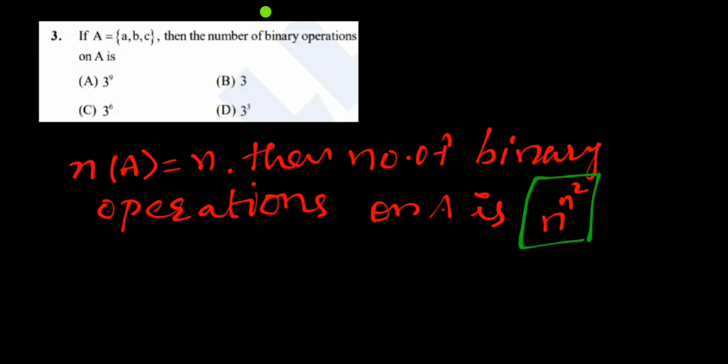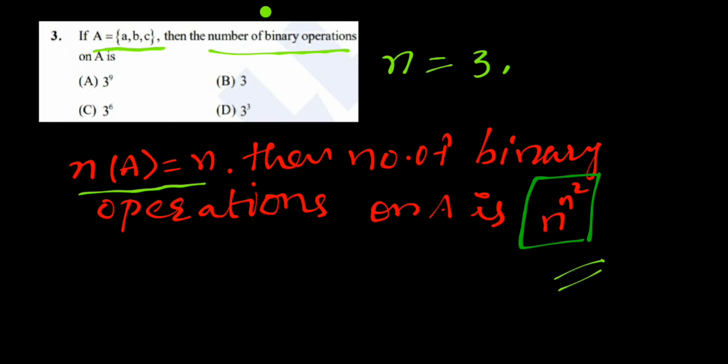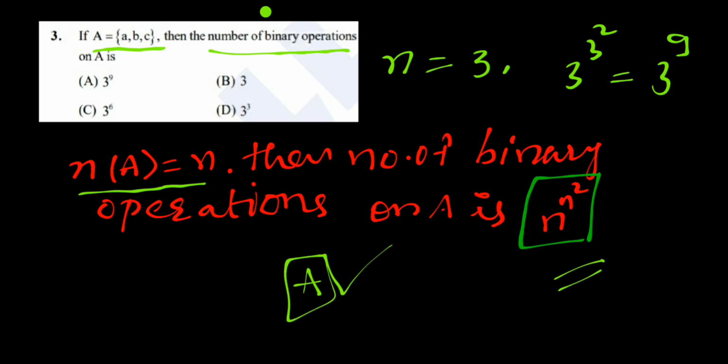Next, problem number 3. Number of binary operations. For this purpose, there is a formula. If n of A is equal to n, that is, the number of elements in A is n, then the number of binary operations is n power n square. Here n is the number of elements. In set A, 3 elements are there, so n is equal to 3. Substituting in the formula, 3 power 3 square, that is nothing but 3 power 9. Option A is the correct answer.